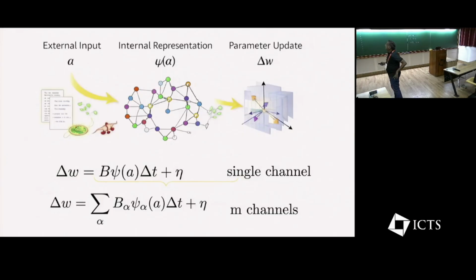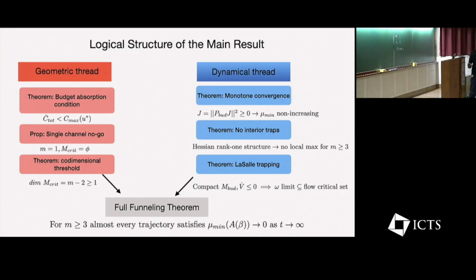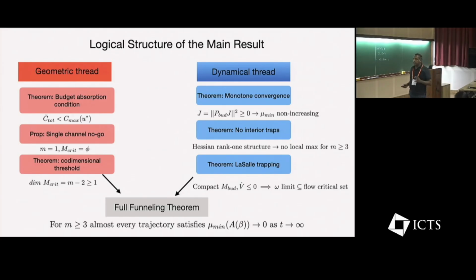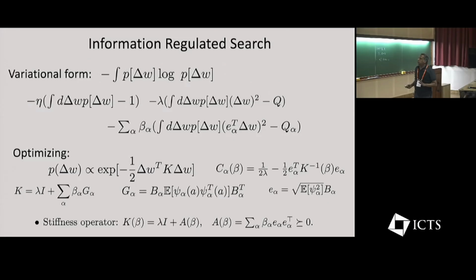With this, the update now becomes linear, and it can be written as a sum over all these channels, where B is a matrix now, and I can do geometry with this. So here is the main result. What I'll be showing at the end of the day is that if you have more than three channels, almost every trajectory will end up, in the t equal to infinity limit, in a near critical state.